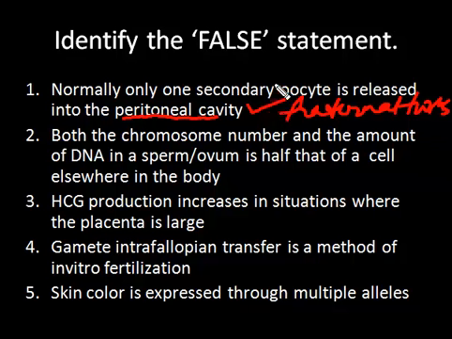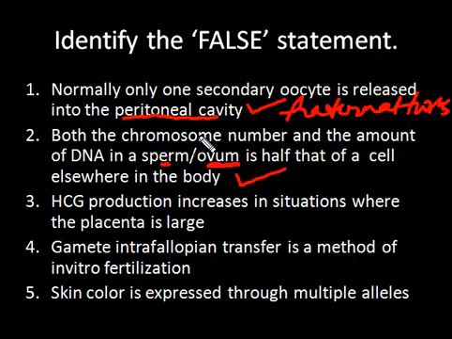ovulates alternately. Let's look at the next one, which says both the chromosome number and the amount of DNA in a sperm or an ovum is half that of a cell elsewhere in the body. Now this again is true, and here notice I mentioned the word ovum, which in the females the secondary oocyte becomes an ovum only if it is fertilized, and so it is the ovum which has half the chromosome number and half the DNA, and the sperm of course also has half the chromosome number and half the DNA.